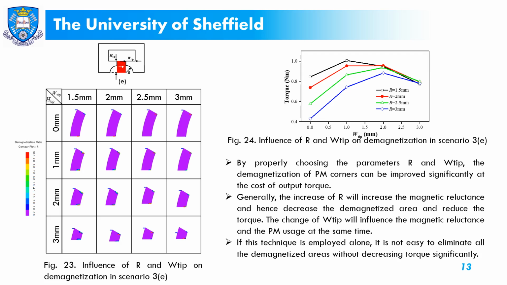Generally, the increase of R will increase the magnetic reluctance and hence decrease the demagnetized area and reduce the torque. The change of W-tip will influence the magnetic reluctance and the PM usage at the same time. If this technique is employed alone, it is not easy to eliminate all the demagnetized areas without decreasing the torque significantly.